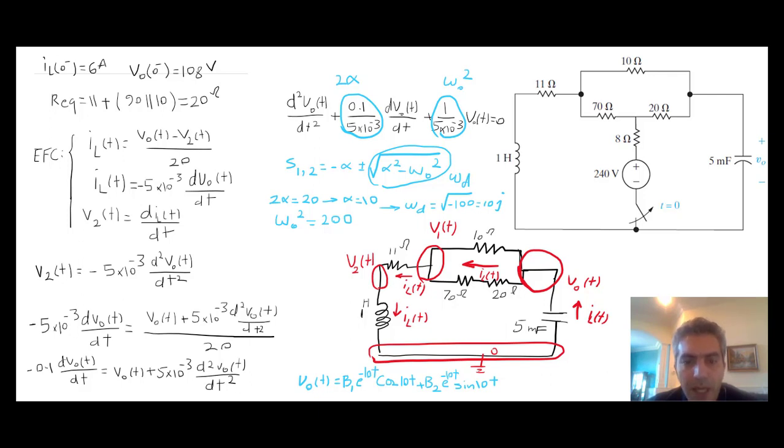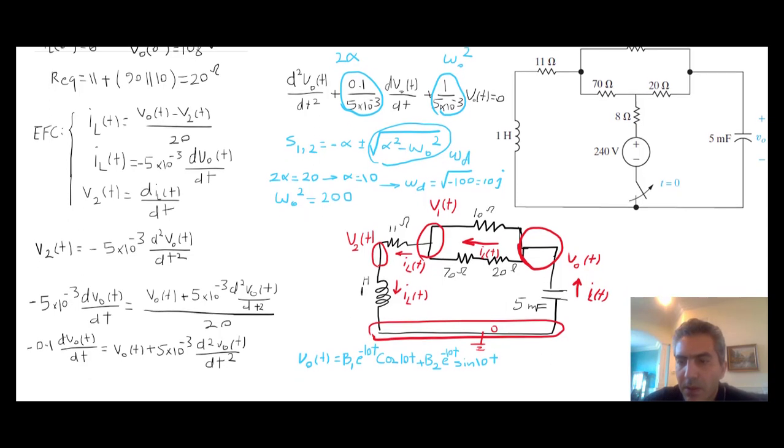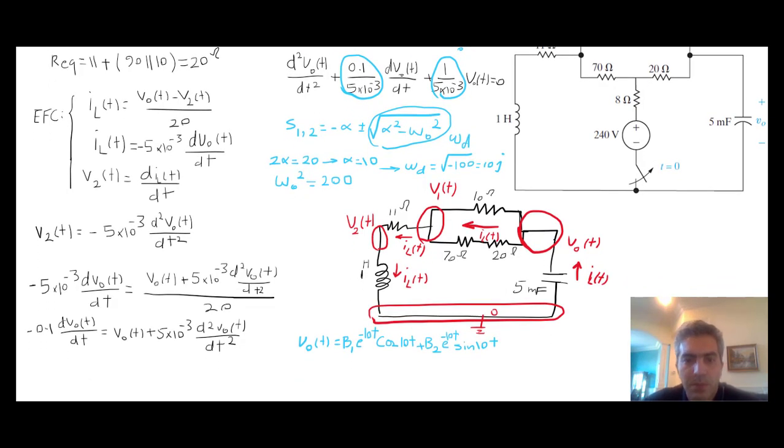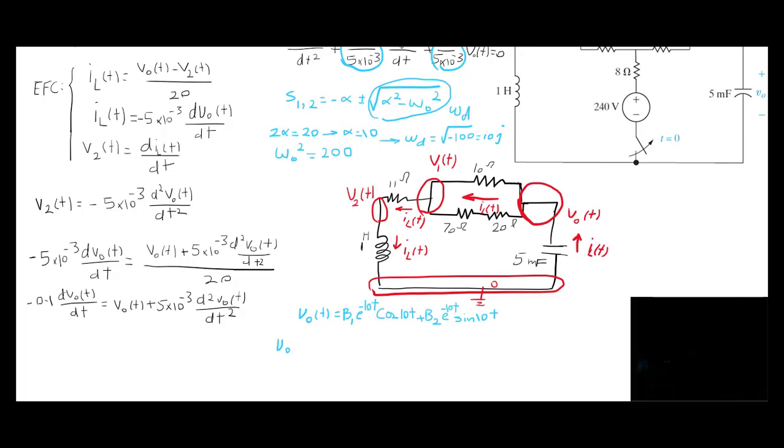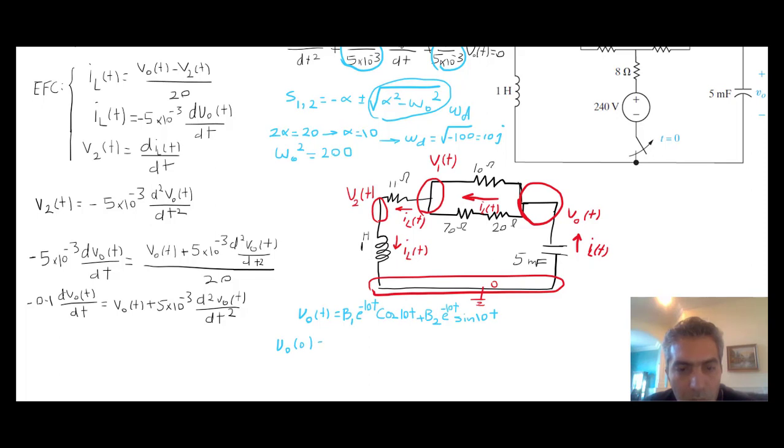For that I need a little bit more space. Let me see if I can open up some space down here. So at t equal to 0, you just put 0 here. So V out of 0 would be, e to the 0 is 1, and cosine of 0 is 1. Sine of 0 is 0. So this basically becomes B1.